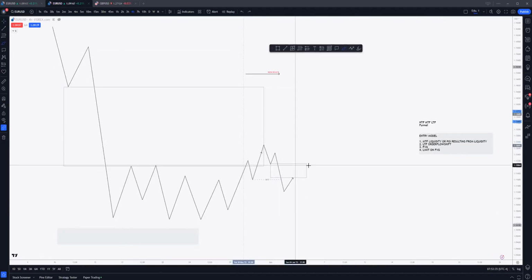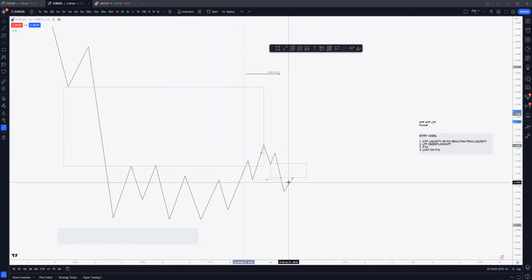So this is your liquidity and this is the POI resulting from liquidity. And then when we get into there, we would wait for, obviously, does this add up? Is this FVG stacked with other confluences? If the answer is yes, then we would just call that a POI resulting from liquidity, or a consequential order flow, I like to call it, which is the order flow that comes into play as a result of something happening.